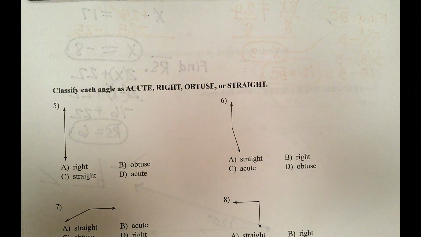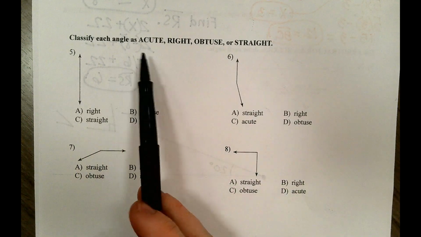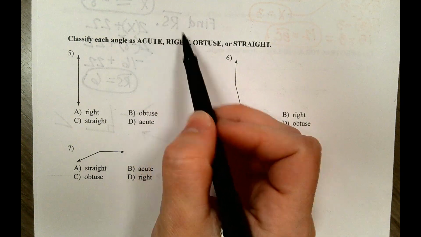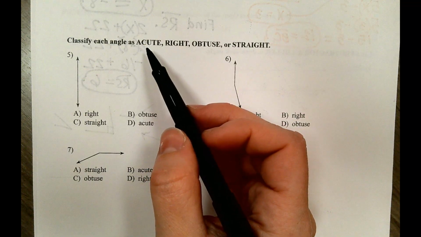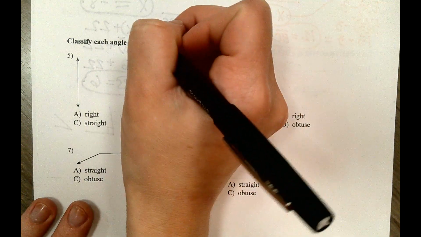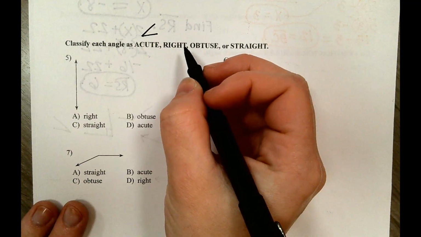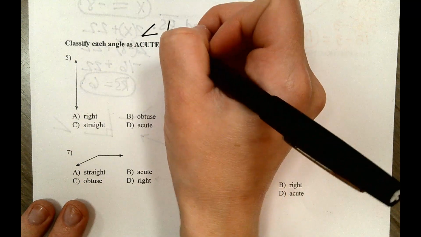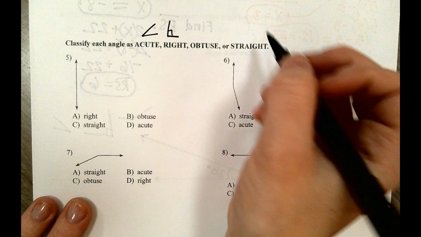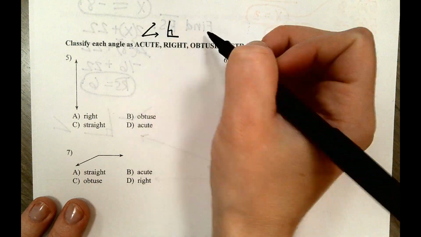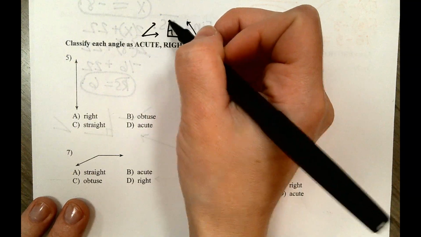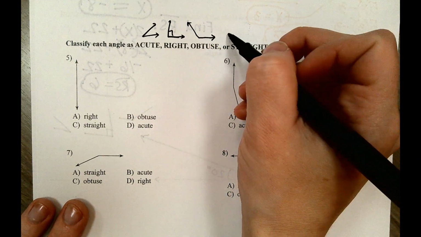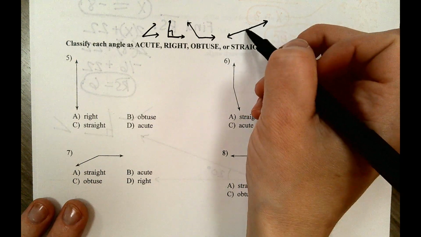Okay, so now we're looking at angles, and these are multiple choice. You just need to tell me, is it an acute angle, a right angle, an obtuse angle, or a straight angle? So what does acute mean? Less than 90 degrees. Right is exactly 90 degrees. Obtuse? Greater than 90 degrees. So I'll try to draw one that's a little bigger. And straight? Exactly 180 degrees. Yes, exactly 180 degrees.